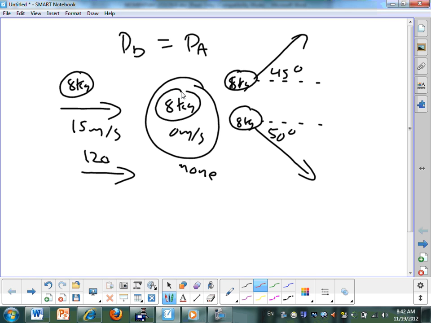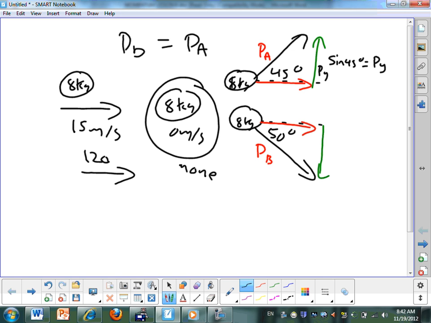So I'm going to write an expression. This one I'll call the momentum of object A. This one the momentum of object B. I want to find the momentum in the x direction of both of these, and the momentum in the y direction of both of these. Since I have no numbers, I'm going to use trigonometry to find an expression for these things. So this one's the opposite and the hypotenuse. So sine of 45 equals momentum in the y direction over total momentum.